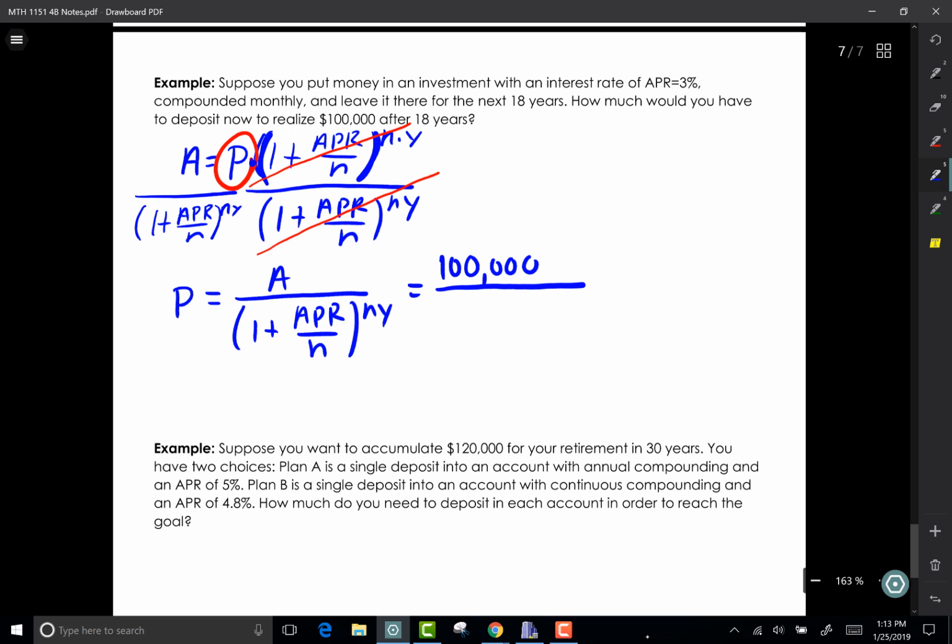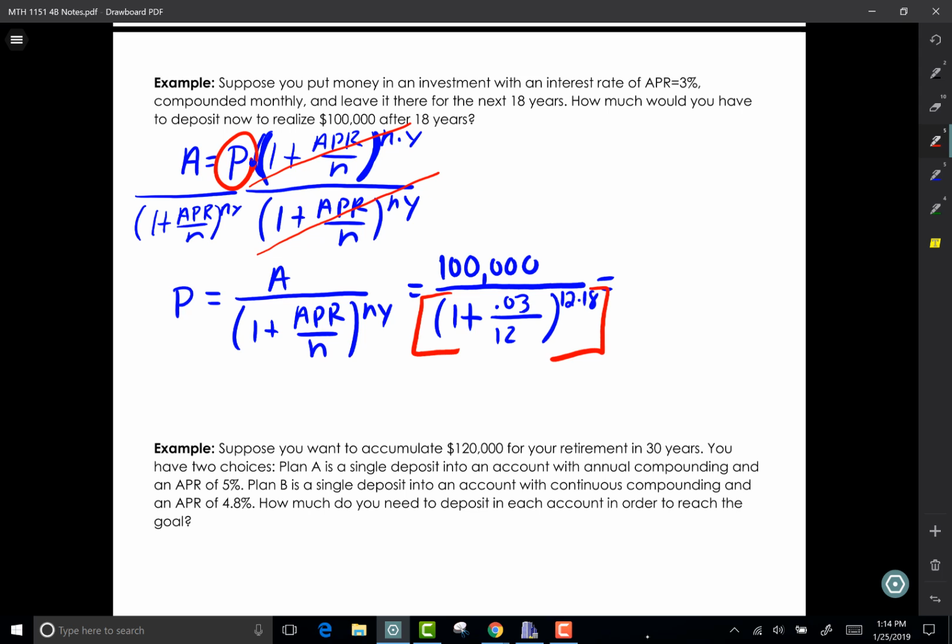In this problem, we want our accumulated value to be 100,000. And we're going to divide that by 1 plus, the APR is 0.03. This is going to be compounded monthly, so n is 12. And this is going to be for 18 years, so in the exponent, I'm going to put 12 times 18. So I'm going to put all that in the calculator. When you put it in the calculator, you should definitely add in extra parentheses here so that the calculator knows that that whole thing is in the denominator.